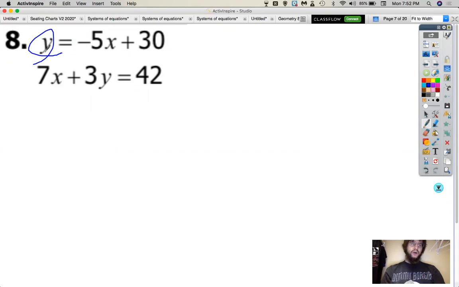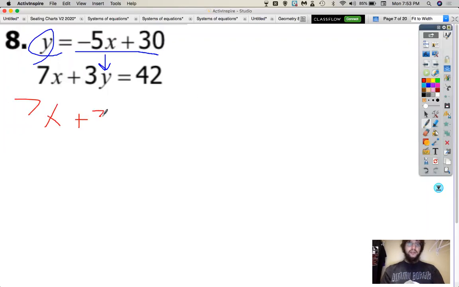So I'm going to take y and stick it in here. Hey, look, y. This is y. That's y. This is y. What's an equal sign mean? Y is this thing right here. So shove it in there. So I'm going to rewrite this bottom equation.